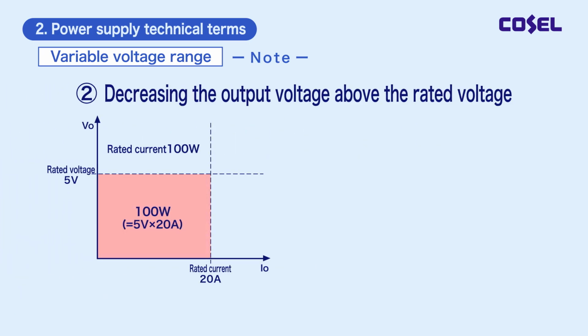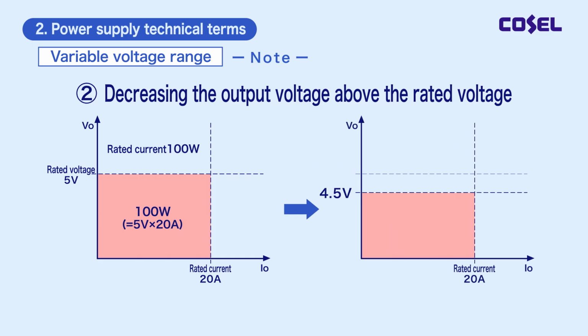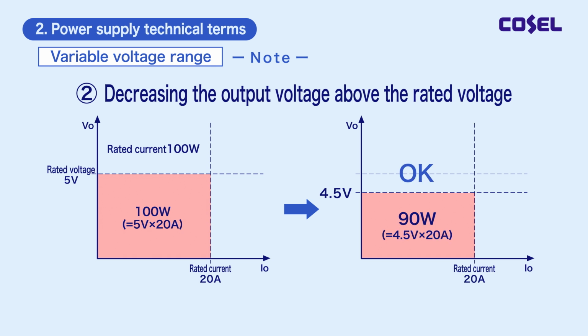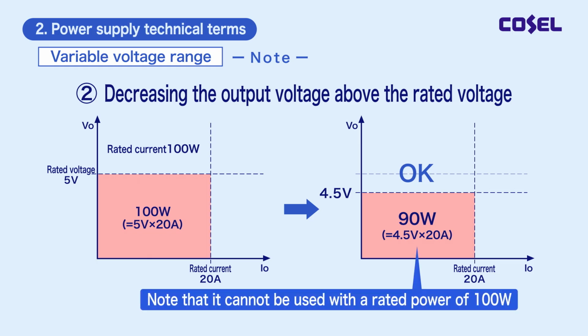The next approach is to decrease the output voltage below the rated voltage. If the output voltage is decreased to 4.5 volt, the output current will be 22.2 ampere when calculated to meet the rated power of 100 watt as in the case of when the output voltage is increased. However, it cannot be used under these conditions because the rated current, 20 ampere, is exceeded. The power supply's rated current cannot be exceeded because the overcurrent protection circuit activates when the rated current is exceeded. Also note that if the output voltage is decreased below the rated voltage, the rated power of 100 watt cannot be used.